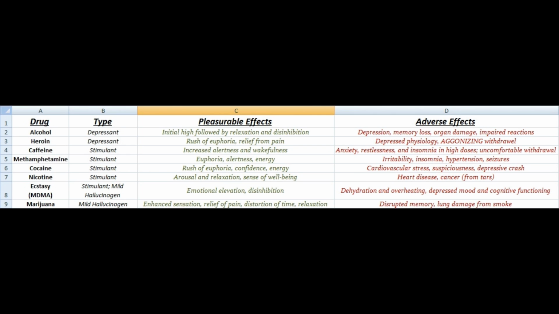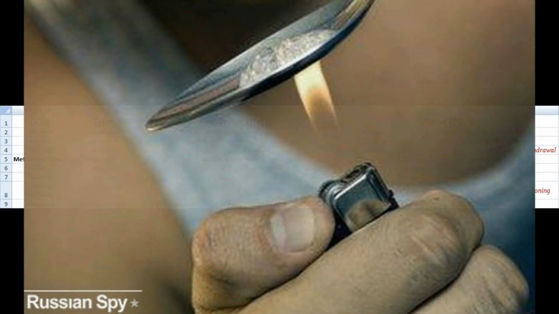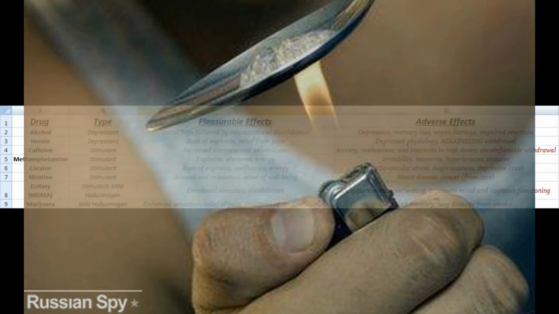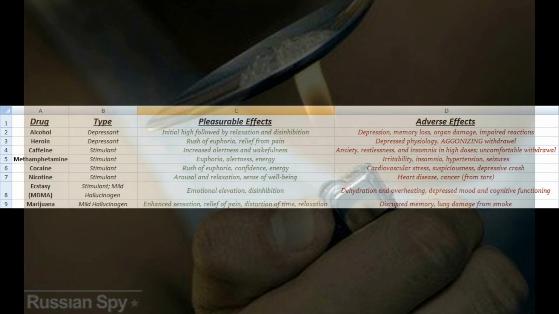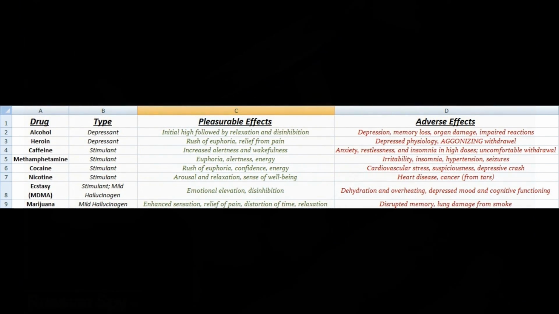Adverse effects include depression, memory loss, organ damage, and impaired reactions. Next is heroin, which is a type of depressant. Pleasurable effects include rush of euphoria and relief from pain. Adverse effects include depressed physiology and agonizing withdrawal.